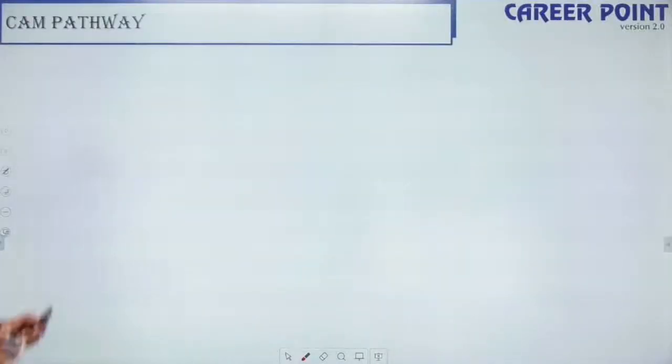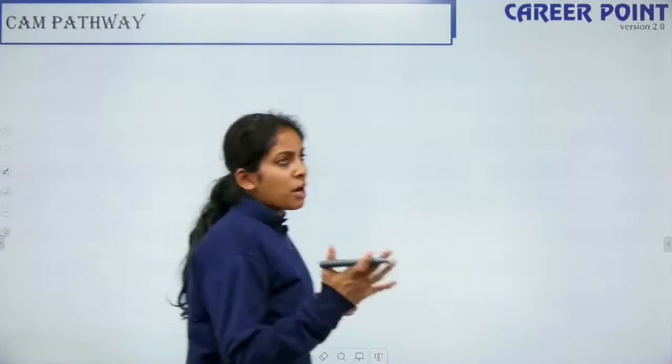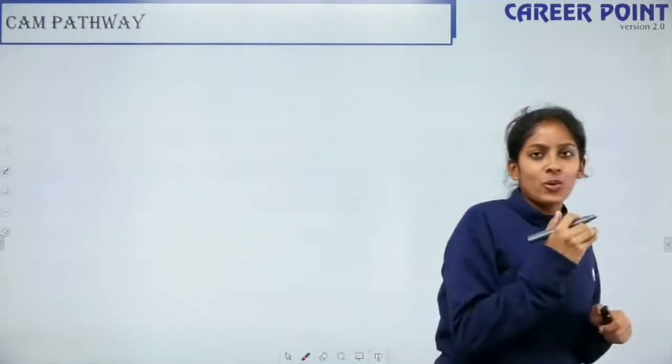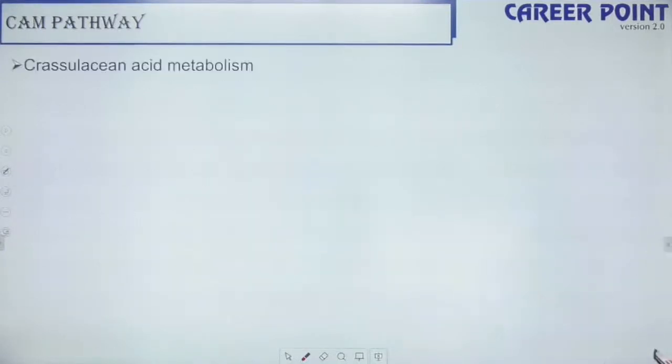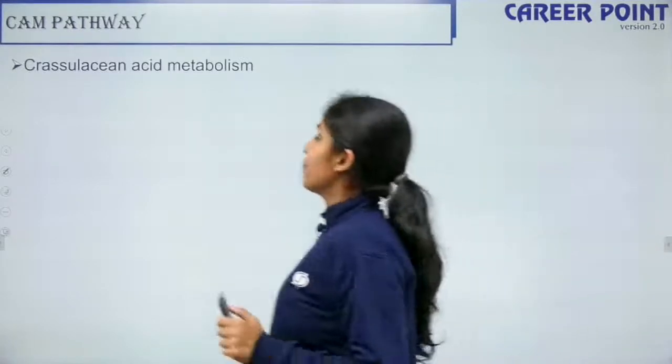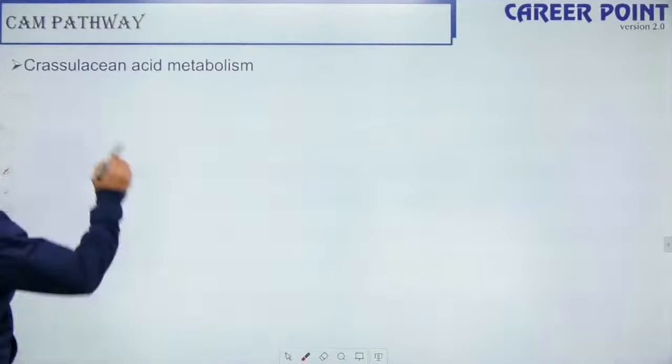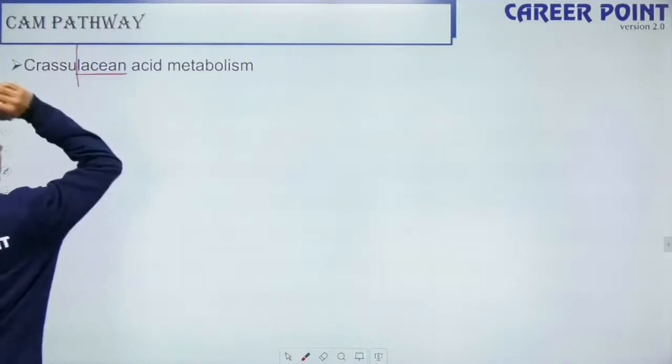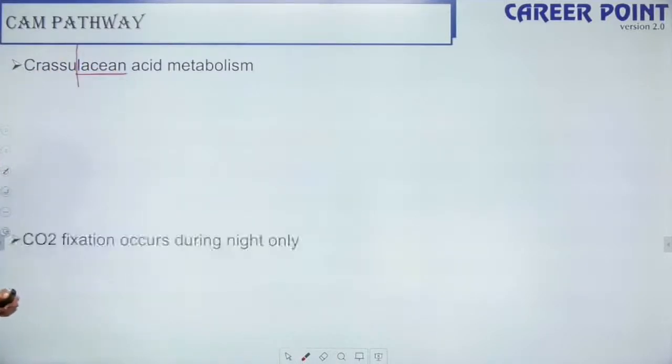to the CAM pathway. So what is this CAM pathway? You would have come across C3, C4, C2 and CAM pathway. These are pretty common. CAM stands for crassulacean acid metabolism. So that is how you do it.